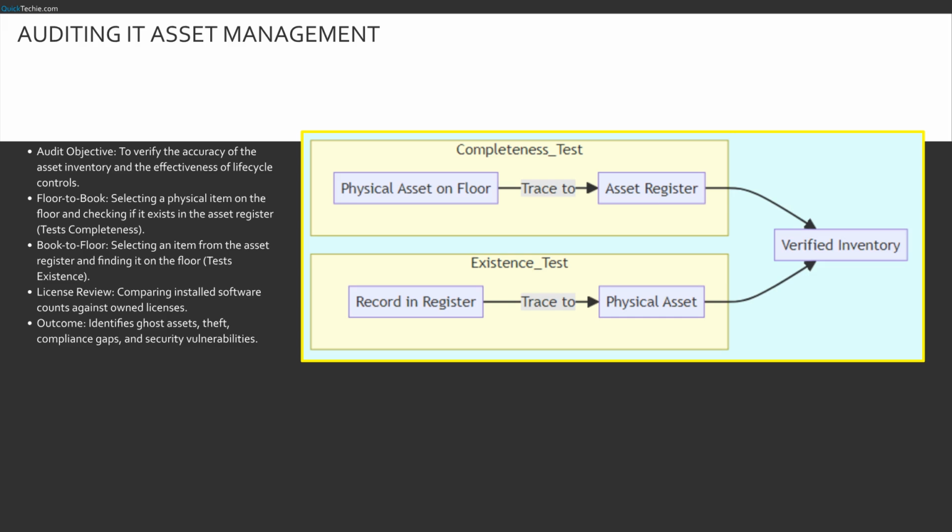This diagram contrasts the 2 audit tests. On the left, the completeness test moves from the physical asset on the floor to the asset register. On the right, the existence test moves from the record in the register to the physical asset. Both tests are required to achieve a verified inventory.